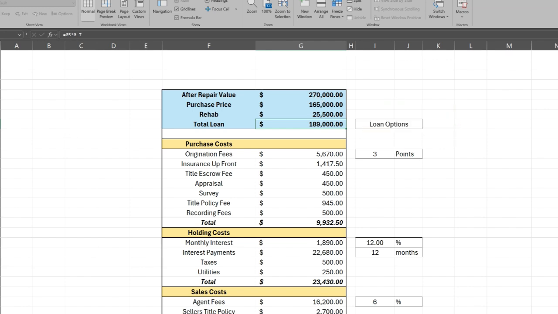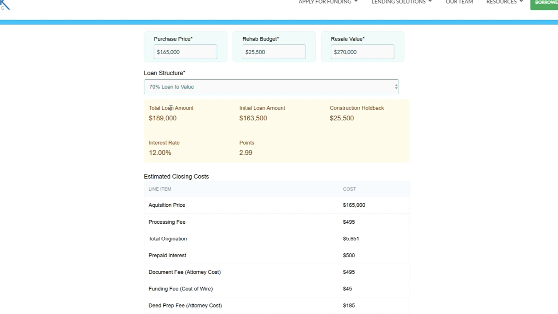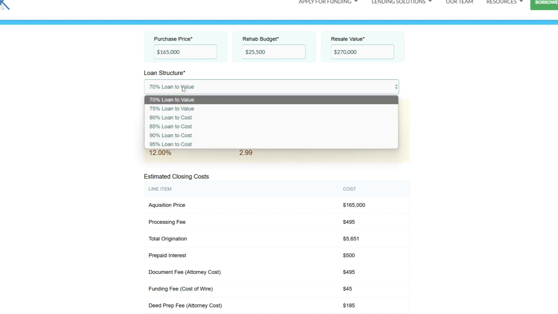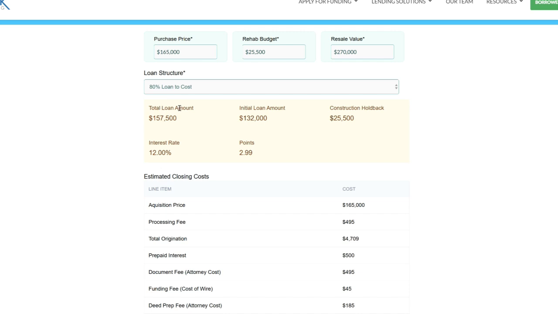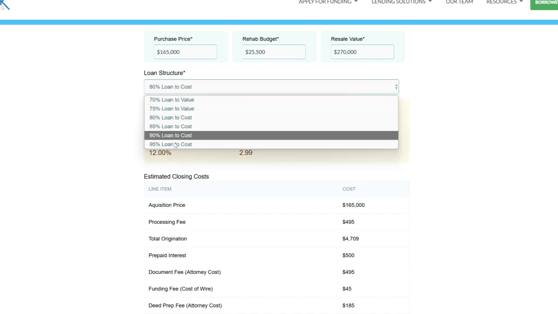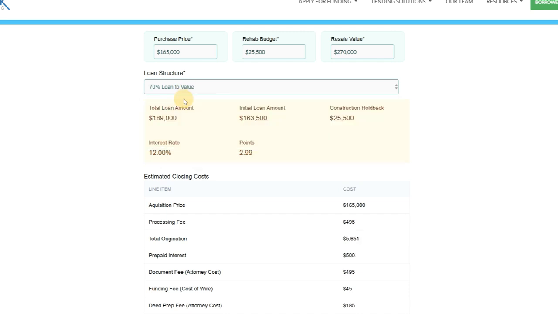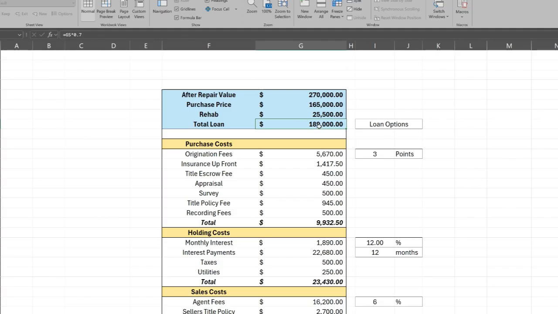You can do it off that cash to close calculator, right? So I know my loan here is $189,000, but if I was doing loan to cost, it would be $157. Kind of going down the line. So let's stick to 70%. So you're using these two tools in tandem, and my loan is $189,000.